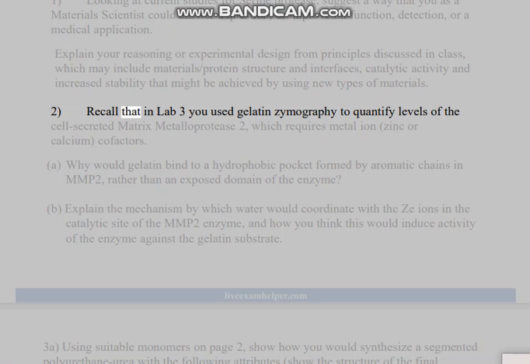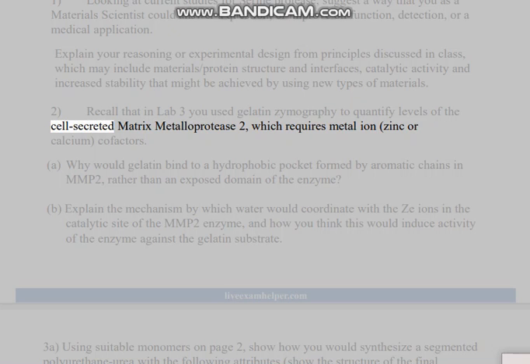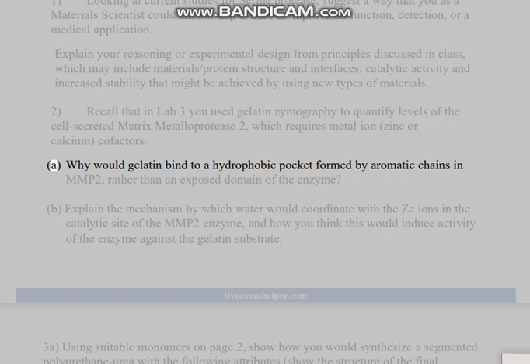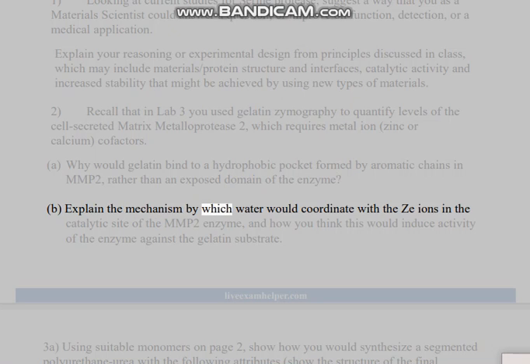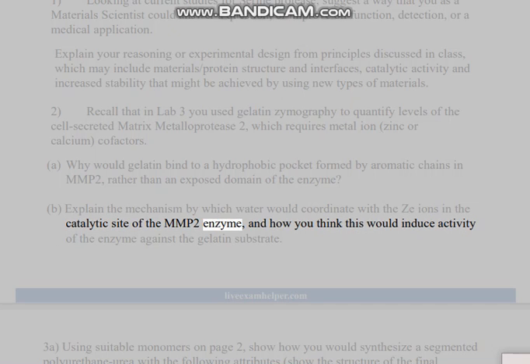2. Recall that in Lab 3 you used gelatin zymography to quantify levels of the cell-secreted matrix metalloprotease 2, which requires metal ion, zinc or calcium, cofactors. A. Why would gelatin bind to a hydrophobic pocket formed by aromatic chains in MMP2, rather than an exposed domain of the enzyme? B. Explain the mechanism by which water would coordinate with the Zn ions in the catalytic site of the MMP2 enzyme, and how you think this would induce activity of the enzyme against the gelatin substrate.